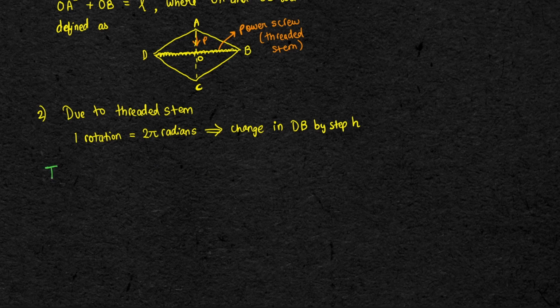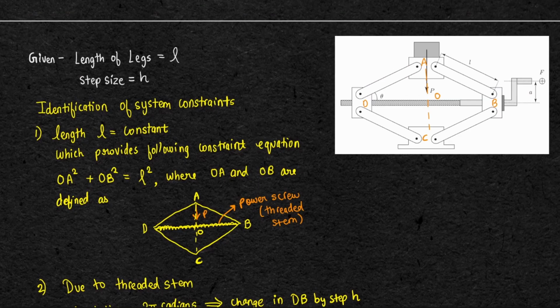By observing the figure, we can say that there is only 1 degree of freedom for this system, which means that if I lock angle theta at some particular angle, then there is no movement associated with the jack. The system just can't move.